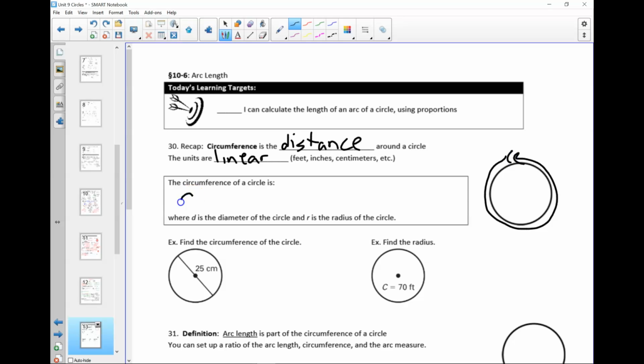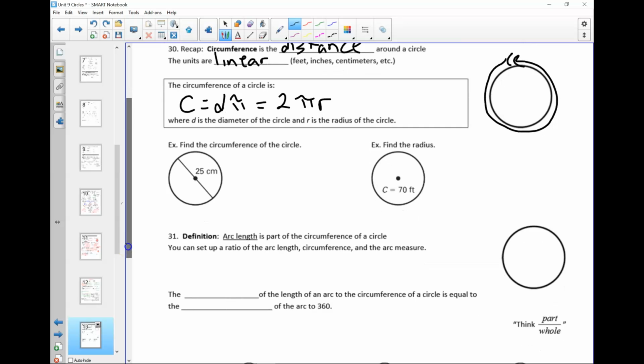That's the circumference. So it's the diameter times pi, or 2 pi r, where d is the diameter of the circle and r is the radius of the circle. So to find the circumference of any circle, take the diameter and multiply it by pi. Again, how do you want the answer? If it doesn't say round, leave it in terms of pi.